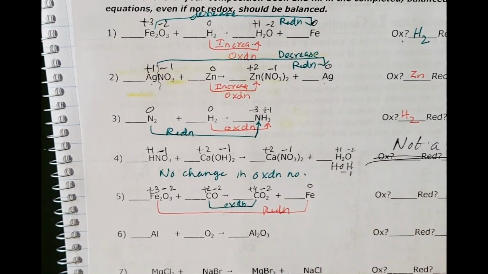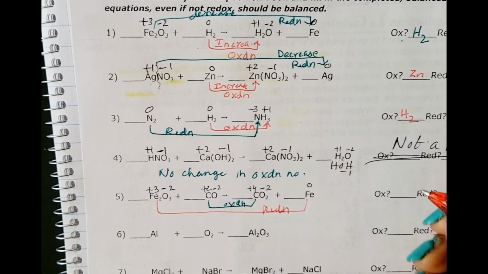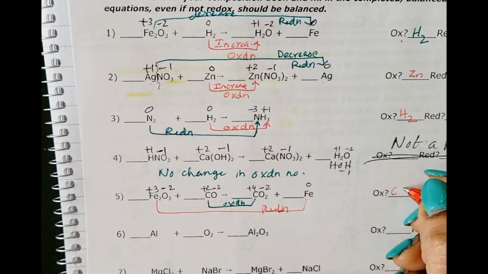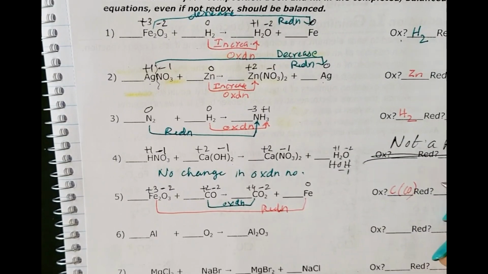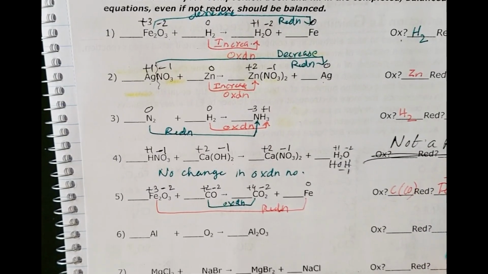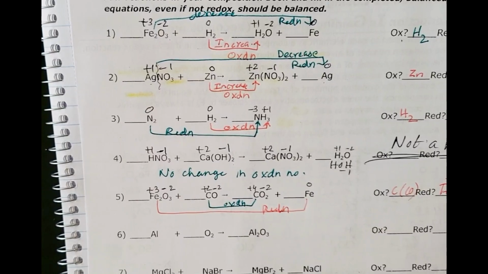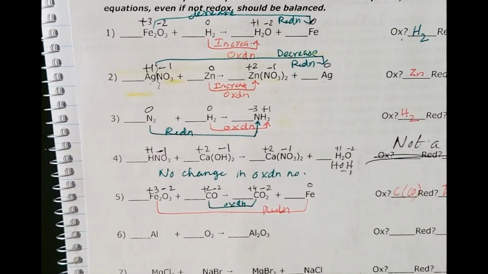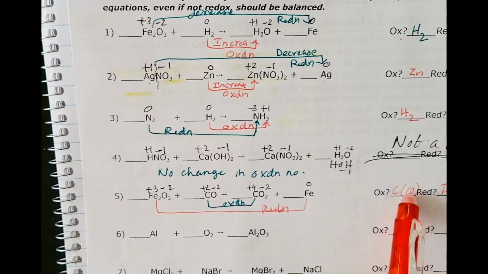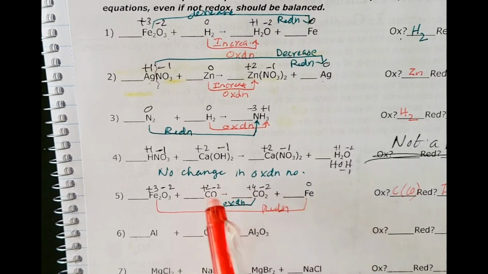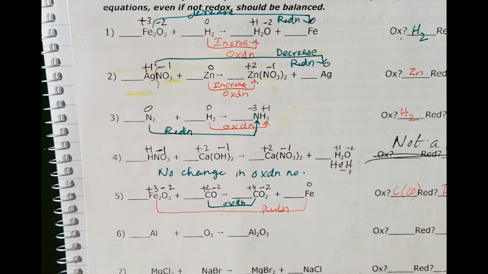So go ahead and write it. Oxidation is C from CO. You can write C from CO. And reduction is Fe3 plus from Fe2O3. No, you can just write the reactant's name. I'm just showing which atom undergoes change.